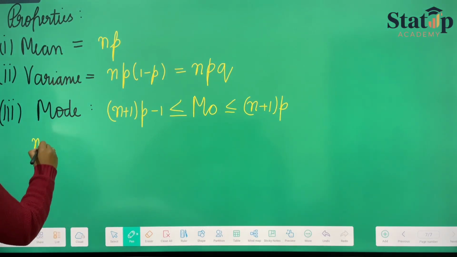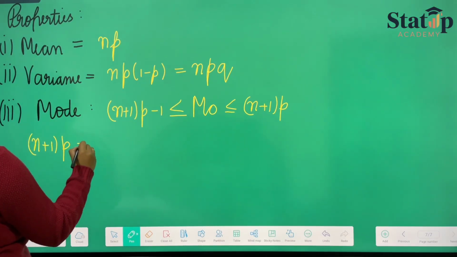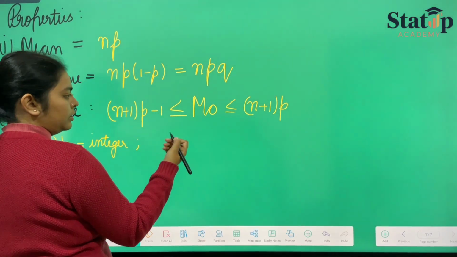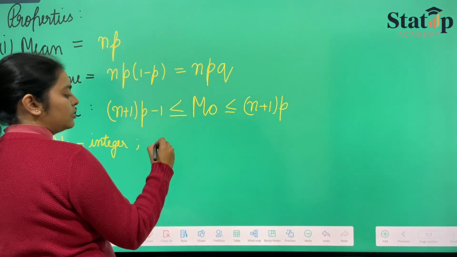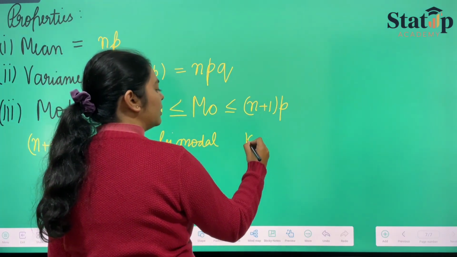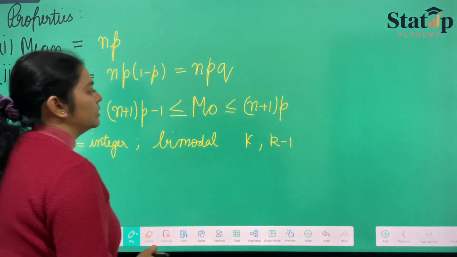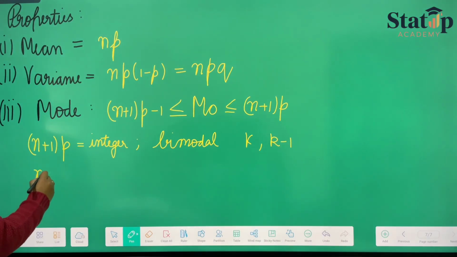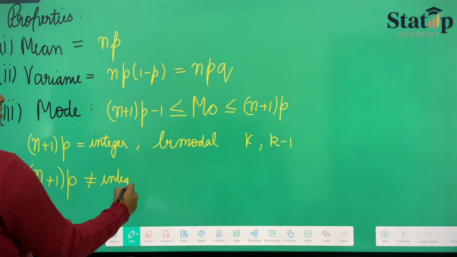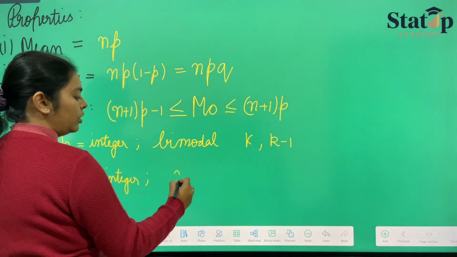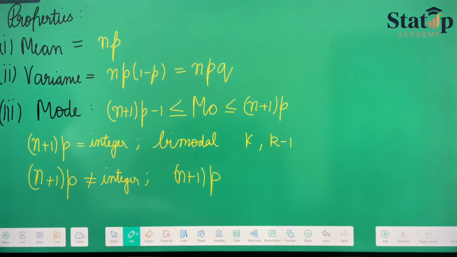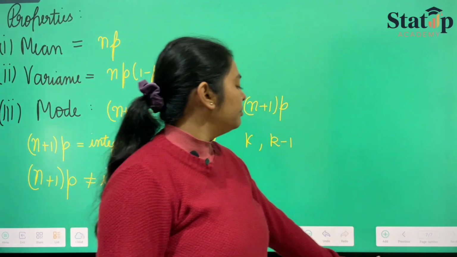So if (n plus 1) into p is an integer, then the random variable has two modes, that is, it is bimodal, and the modes are k and k minus 1. These are the two modes. And if (n plus 1) into p is not an integer, then only one mode occurs at (n plus 1) into p. It is unimodal. Our distribution is unimodal.